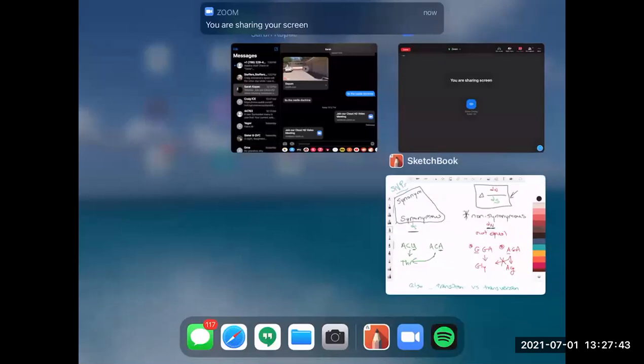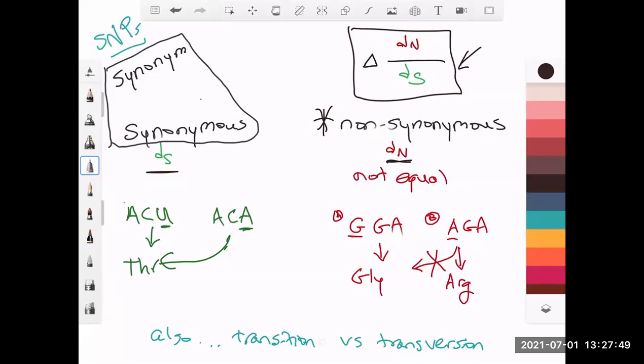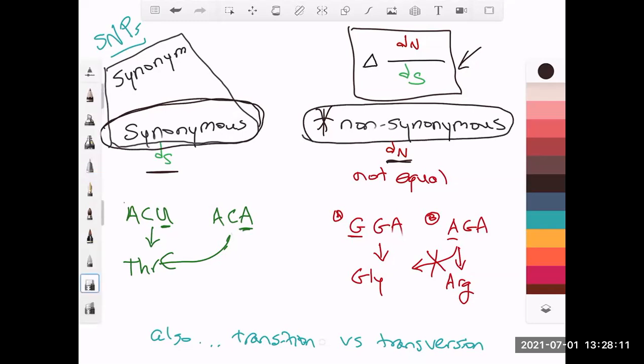So let's stop this share, and I'm going to share my screen. In that case, we want to look at some other stuff. In this case, we're looking at SNPs in particular, not large mutations like the gene transfer. And we want to look at synonymous versus non-synonymous SNPs or mutations. We'll get to that in a minute.